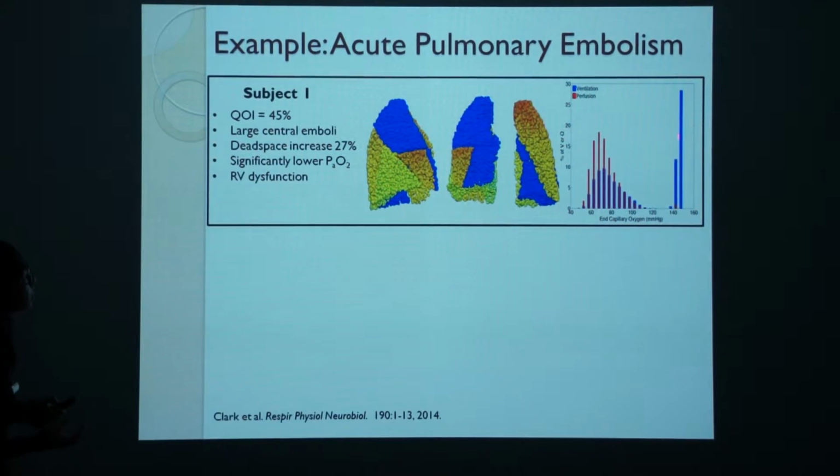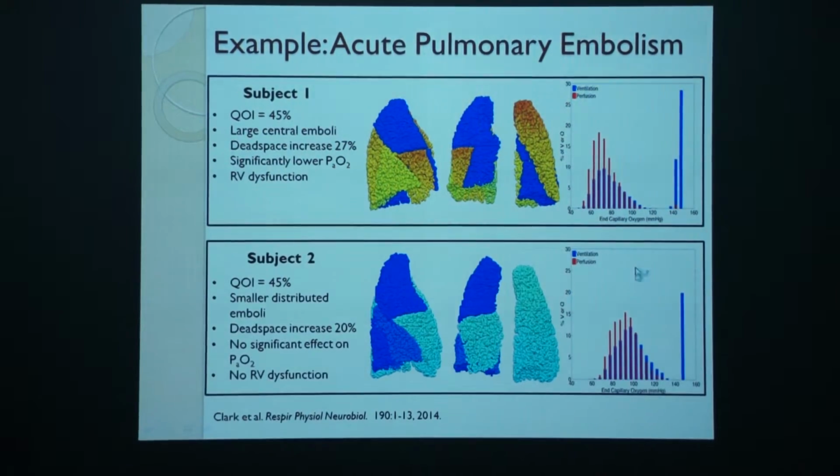So the blue is where you have ventilation and airflow, and red is where you have perfusion, the blood flow. So you see here, there is a significant portion of the lung where there is absolutely no blood flow. So you can see that there is a significant reduction in the amount of blood oxygen that you're able to get. And this is a reduced lung function. And for this particular subject, there is a predicted right ventricular dysfunction, so your heart is failing.